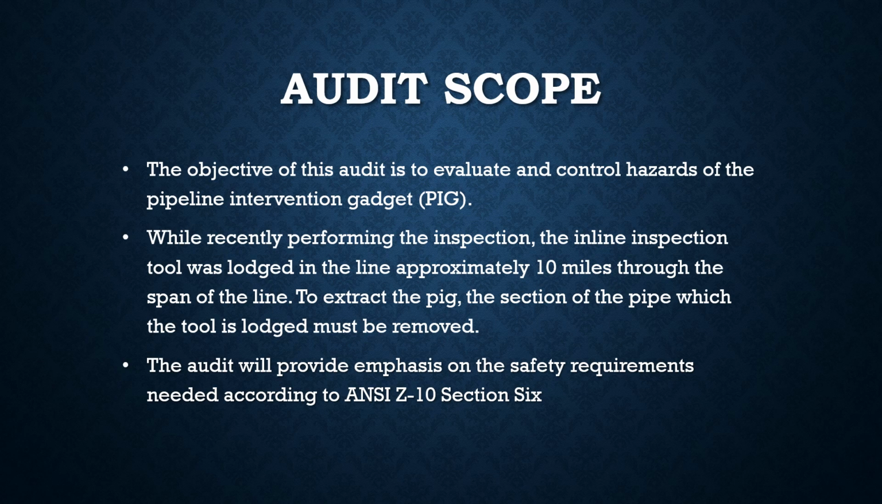This audit will provide emphasis on the safety requirements needed according to ANSI Z10 Section 6. ANSI Z10 Section 6 focuses on monitoring, measurement, and assessment. We will use these three aspects to help our audit and have our requirements and criteria that we need to perform the audit successfully.